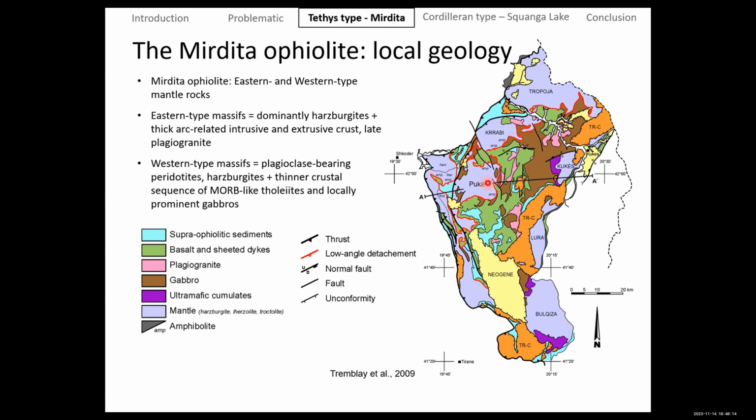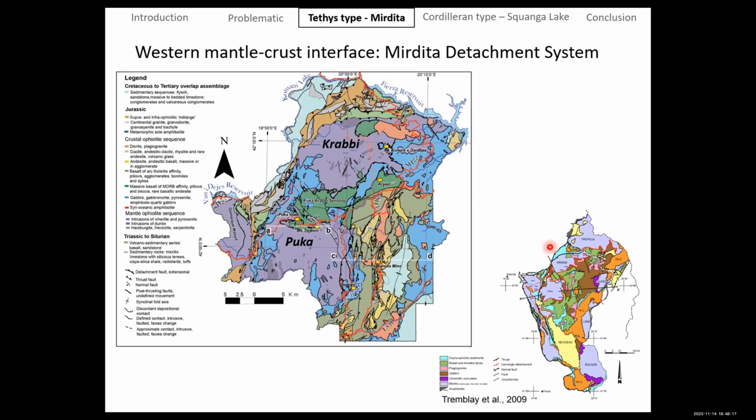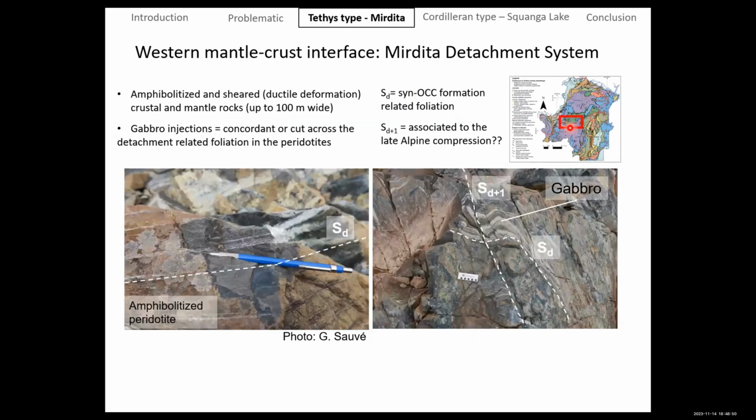So for this study, we chose to focus on the western type massif. Here we have a more zoomed map of this area, showing the Puka massif and the Krabi massif. For this study, we looked across a section between AB and CD here, where the contact between the mantle rocks and the crust is really well exposed. If we have a closer look at this area, what do the rocks actually look like? So basically, we're right here.